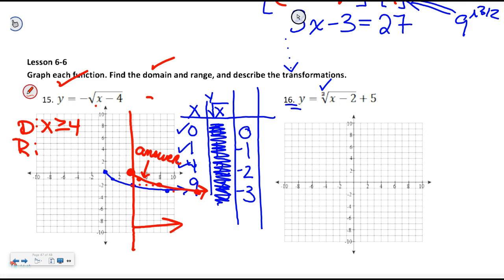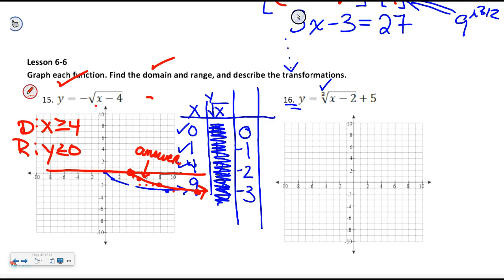My range is what the y's can be, and you'll notice that my y's, again, are always below that. My y's are less than or equal to 0.